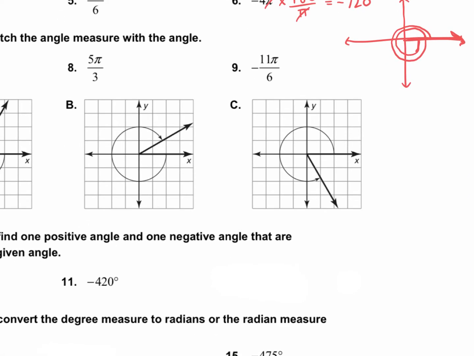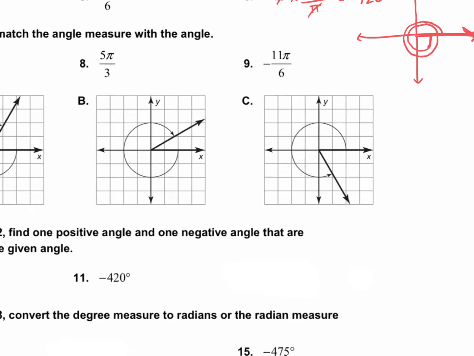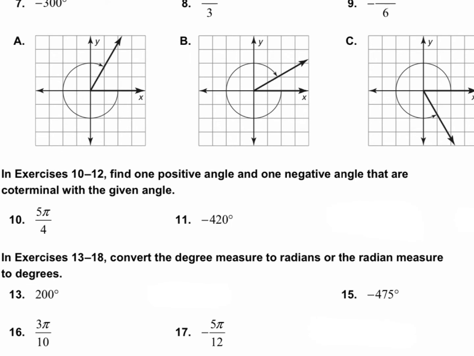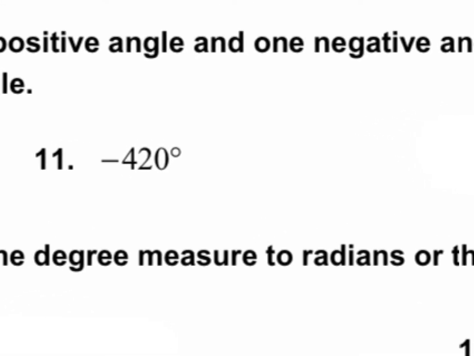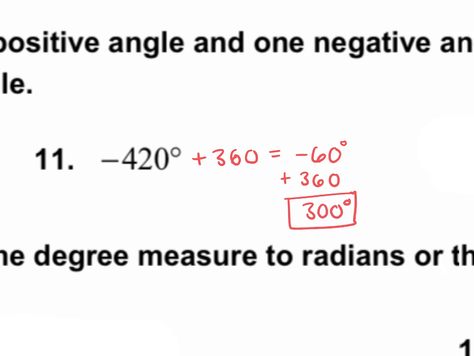All right, let's take a look at 11. Find one positive angle and one negative angle that are coterminal with the given angle. What do we need to do to find a positive coterminal angle? Add 360. So negative 420 plus 360 is what? Negative 60. Did this give us a positive angle? No. So what do we have to do? Add 360 again. So 360 minus 60 gives us 300. So this is a positive coterminal angle.